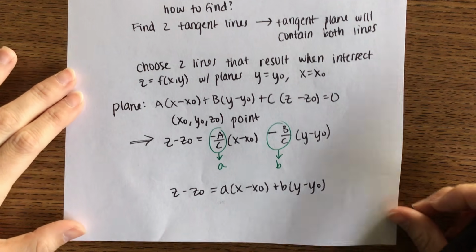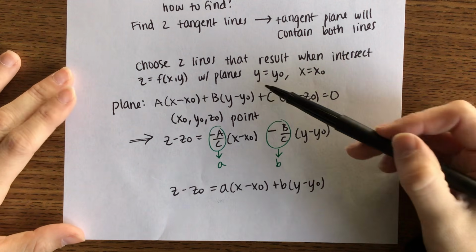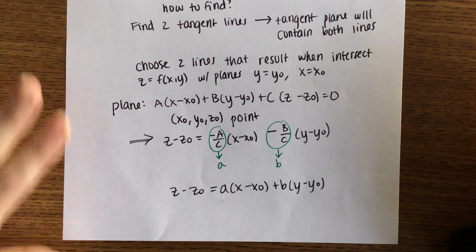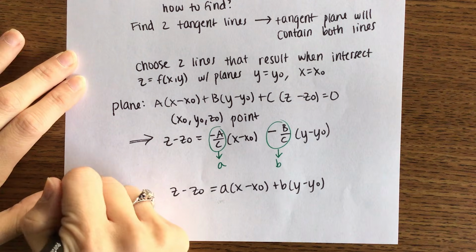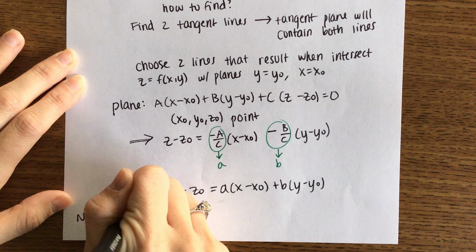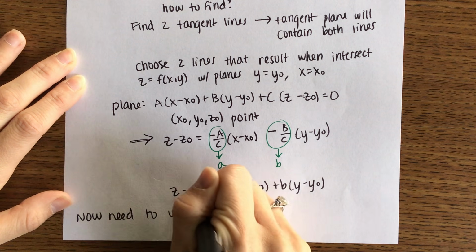Question is, how do we find the a and b? All this stuff that we've done with the plane so far, that's just a general plane. So we haven't taken into account yet our two tangent lines. So now, we need to use the two tangent lines.